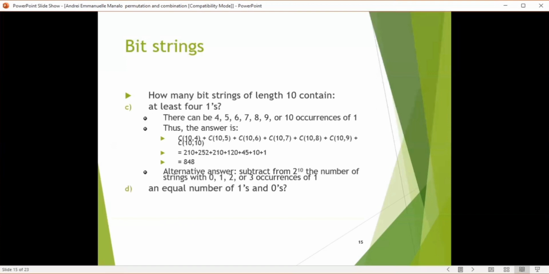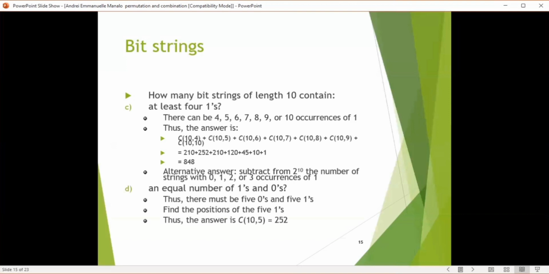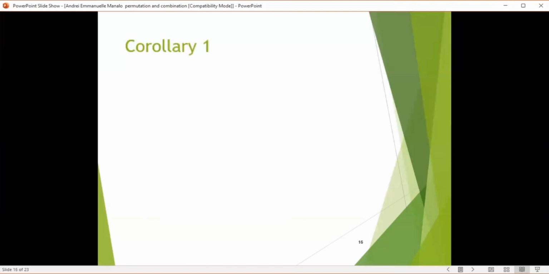occurrences of 1. How many bit strings of length 10 contain an equal number of ones and zeros? There must be 5 zeros and 5 ones. Find the positions of the 5 ones. Thus the answer is C(10, 5) equals 252.